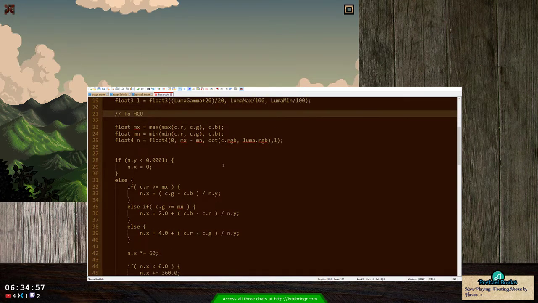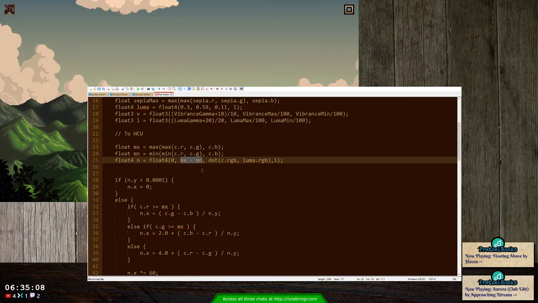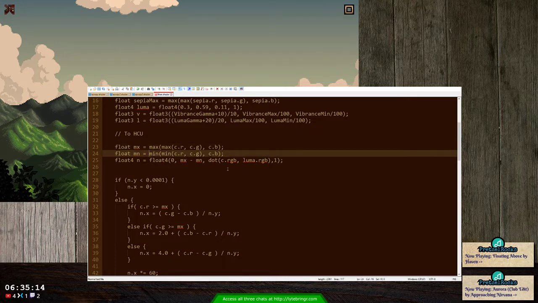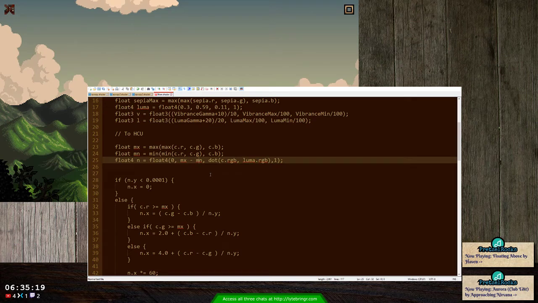Now, for the actual transformation, MX and MN, the maximum of the RG and the B versus the minimum of the RG and the B. It's basically the chroma. Like, that is the definition of chroma. And so we have it separated such that it's easier to see, but we don't necessarily need to. Which comes to the first thing that I would like to test. Can we break these things onto multiple lines and not have it crash on us?